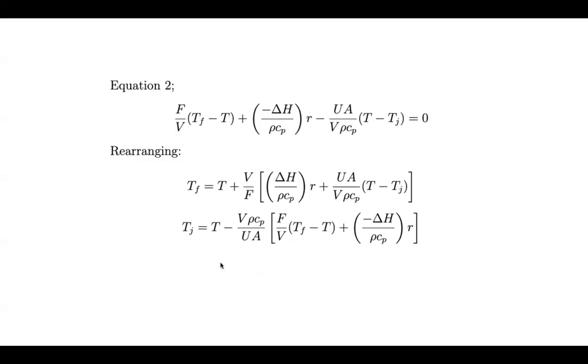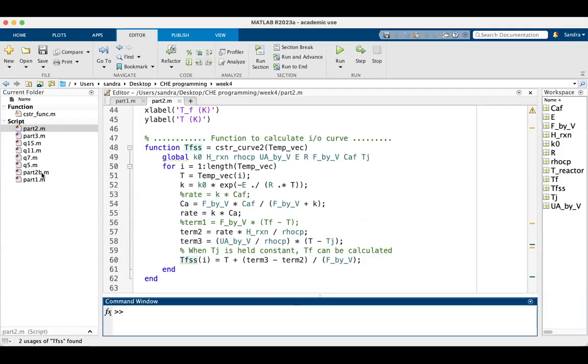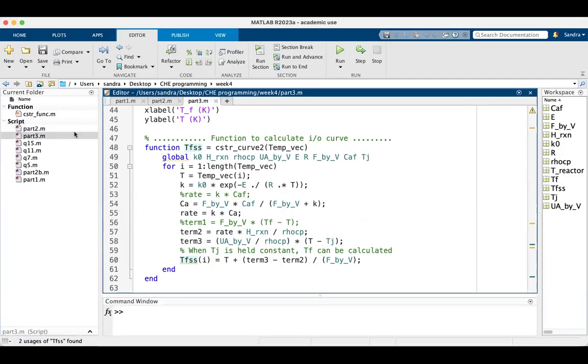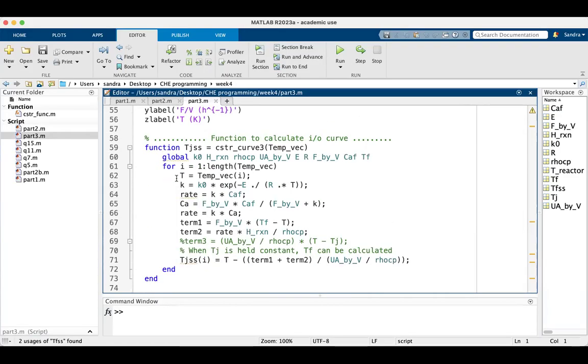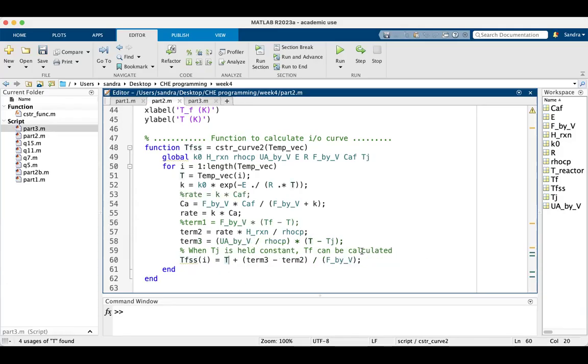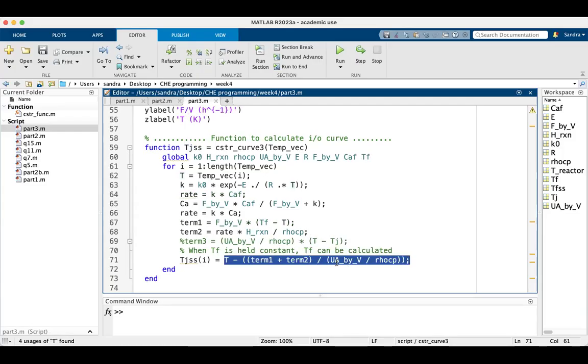Yes. So actually, I have written it here. This part of the code I have just written the same code only. I've repeated it. So this is for TJ. See, this expression has changed. Here you have to give TF as a constant. So this expression has changed. It's different from the earlier one. Instead of F by V, you have this UA by V rho Cp. So this is how you do it for TJ.